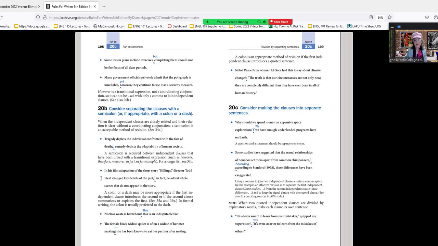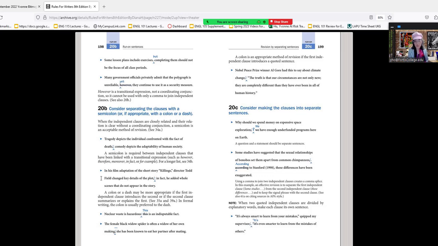Consider making the clauses into separate sentences. So then you can separate two run-on sentences by simply adding a period, and then you capitalize the first letter of the second sentence. Why should we spend money on expensive space exploration? We have enough underfunded programs here on Earth. Some studies have suggested that sexual relationships of bonobos set them apart from common chimpanzees. According to Stanford, 1998, these differences have been exaggerated.